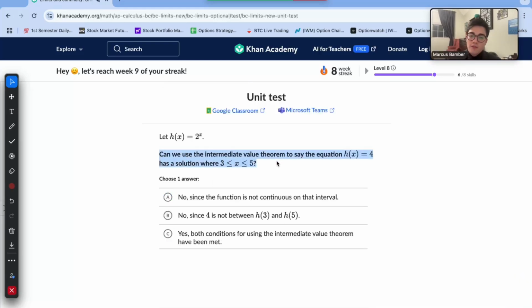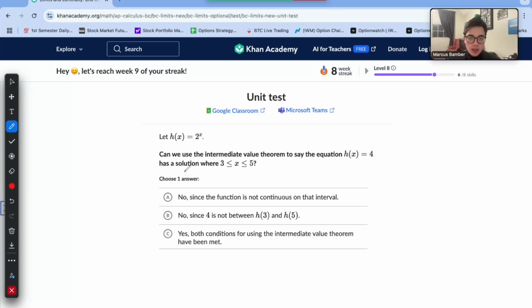Can we use the intermediate value theorem? If you remember the videos where we went over each of these individual skills, if you have any problems with these, just ask me in the comments and I'll direct you to the exact video, quiz 1, 2, 3, 4, 5, 6, that goes over that exact topic where I go a lot more into depth.